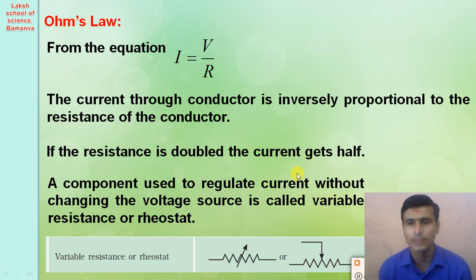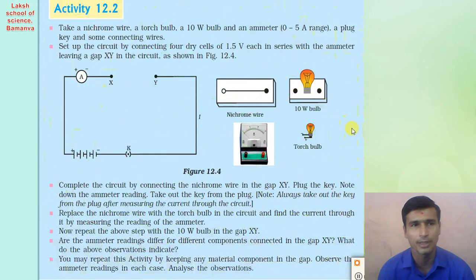Now, is the electric current passing through different components the same or different? We will see with the help of one activity, right? Activity number 12.2. In this activity, take some instruments: one nichrome wire, one 10-volt torch bulb, and an ammeter. It is used to measure the electric current passing through all these components, right?